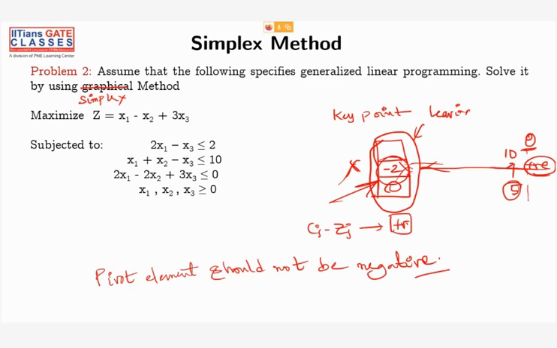Yes, Vikram, you are absolutely right. Your pivot value is 1 by 3. True. So what is your leaving row and entering column? What is your entering column? X2, and leaving row? It's excellent.